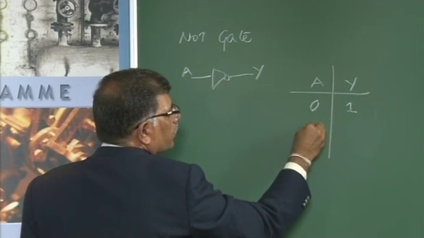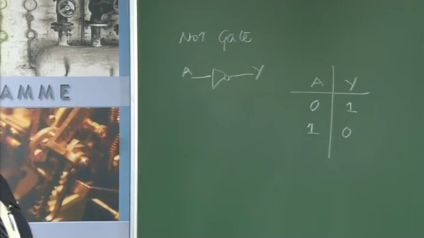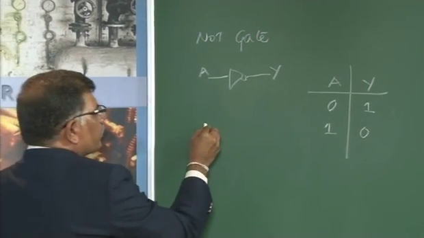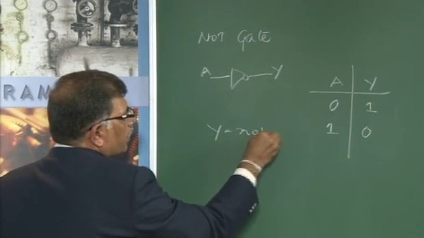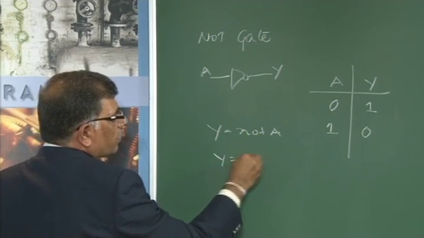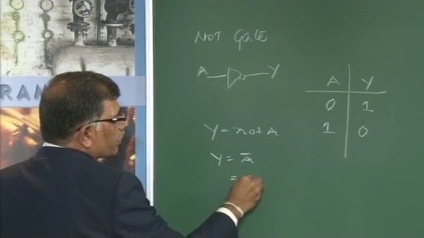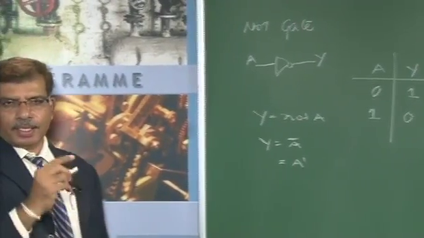When I give an input equal to 1, naturally the output will be equal to 0. In terms of expression, I can write this as Y is equal to NOT A, or Y is equal to A bar. In some books, they write it as A dash. This is the logical expression of a NOT gate.